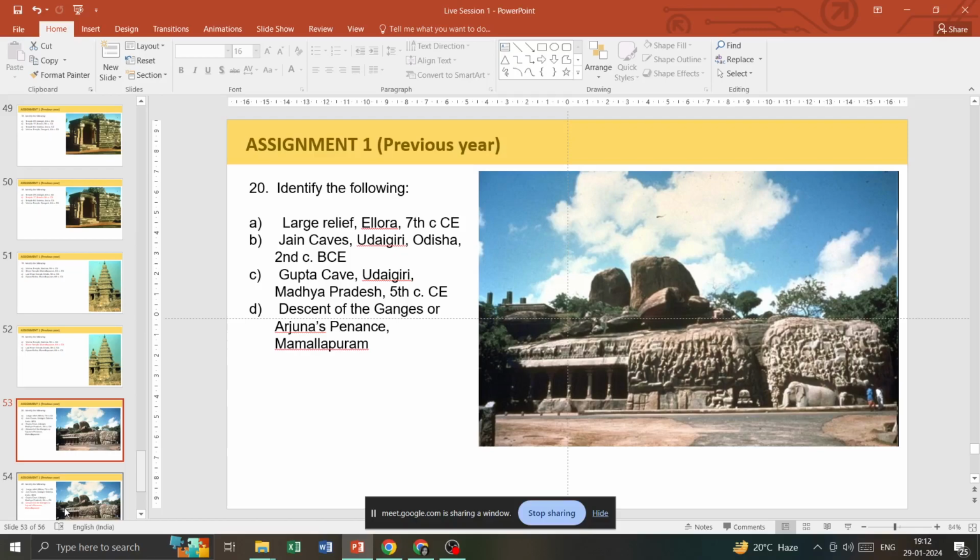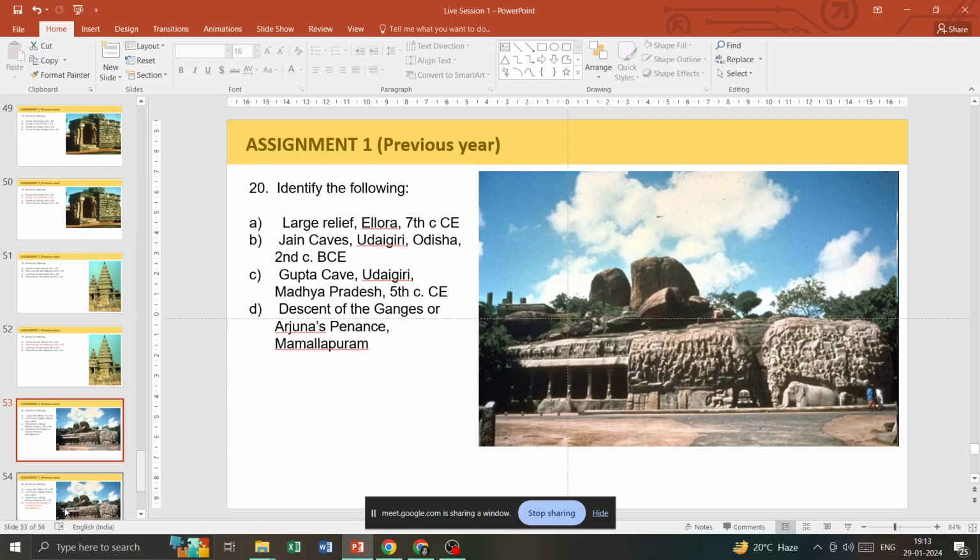And now this picture has been given, which is actually a relief, and it's a picture of some kinds of reliefs on rock, and then you can see some cut architecture, and you have been asked to identify which of the following is it. Is it a large relief at Ellora, 7th century CE? Is it Jain Caves, Udaygiri, Odisha, 2nd century BC, Gupta Cave, Udaygiri, Madhya Pradesh, 5th century CE, or Descent of the Ganges or Ganga, or Arjun's Penance, Mamallapuram or Mahabalipuram? So it's actually Descent of the Ganges.